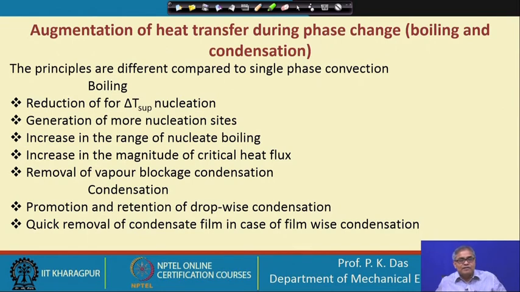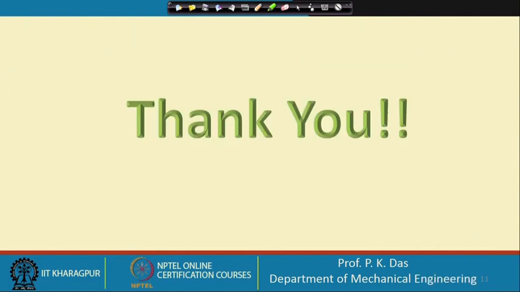Then if there is any excessive vapor formation, there should be immediate removal of vapor. In condensation, if we can have dropwise condensation, that is good, and quick removal of the condensate film if we are having filmwise condensation. So, these are the methods of augmentation in boiling and condensation. Probably we will revisit and see some of them closely when we learn about phase change heat exchangers. So, with this I come to the end of this lecture, and let us see some augmentation techniques in detail in our next lecture.